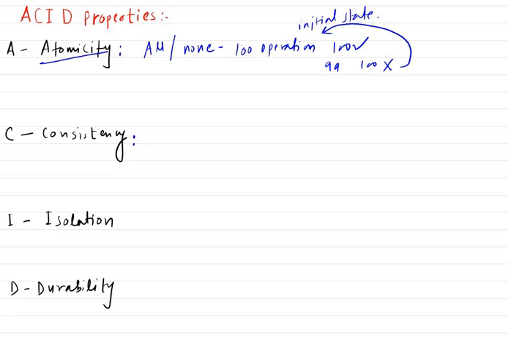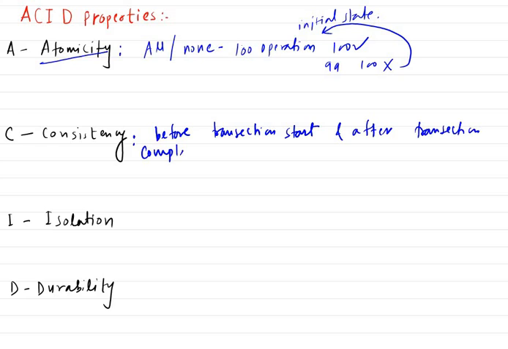The consistency requirement is that the sum of two database values be unchanged by execution of the transaction. That means before the transaction starts and after the transaction completes, the sum of money should be the same. If you write this down, before the transaction starts and after the transaction completes, the sum of money should be the same.